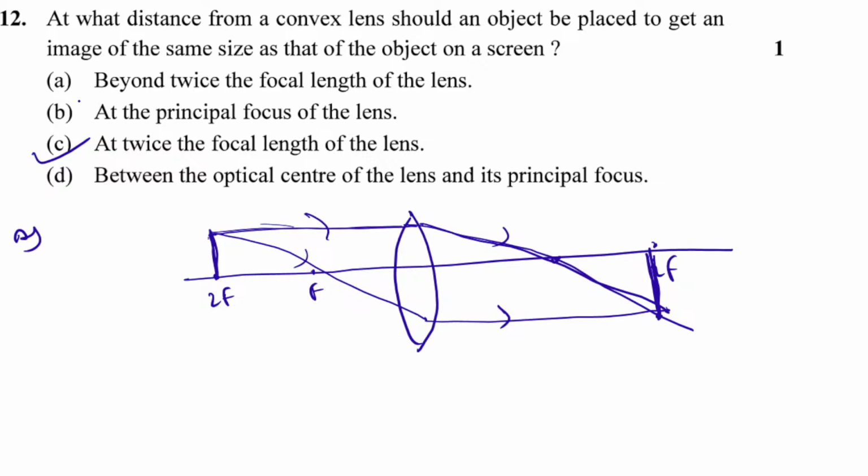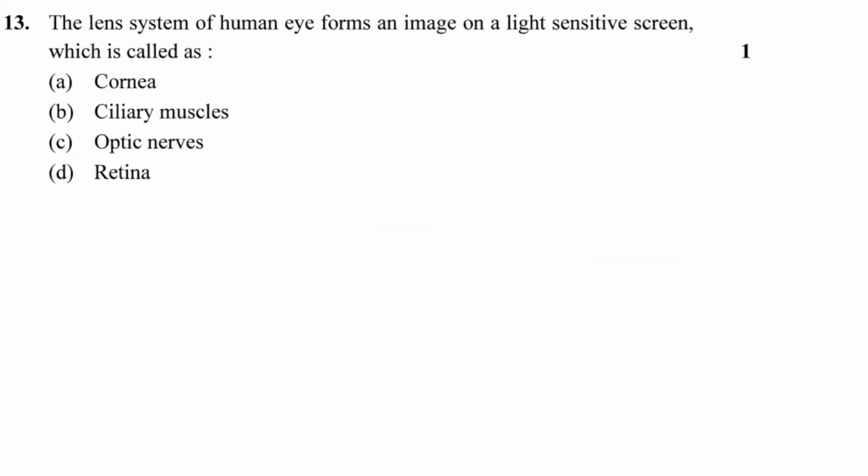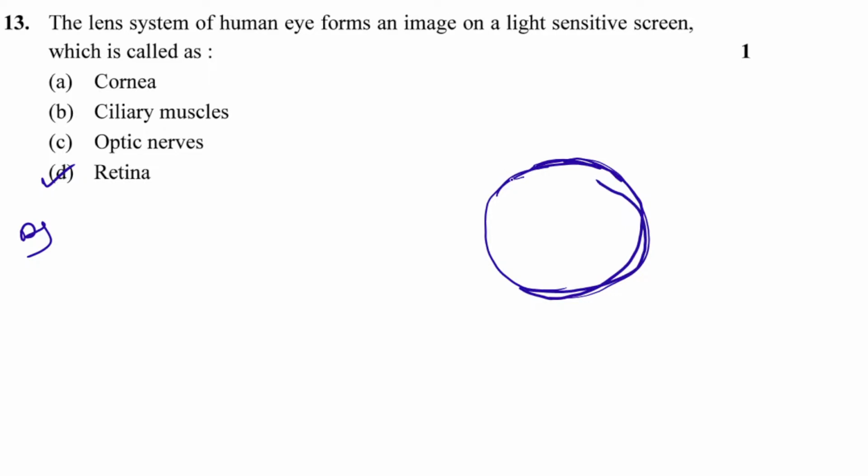Okay, let's see the next one, 13th question. The lens system of the human eye forms an image on the light sensitive screen, which is called the retina. Retina is the point where the light sensitive information will be observed, and from here, using the optical nerve, the signal will be sent to the brain. So the eye diagram will be somewhat like this, where this will be the retina. Retina will be at the corner of the eye, the border of the eye. From here we will have the nerve outside, and this is the optical nerve. From here the signal goes to the brain.